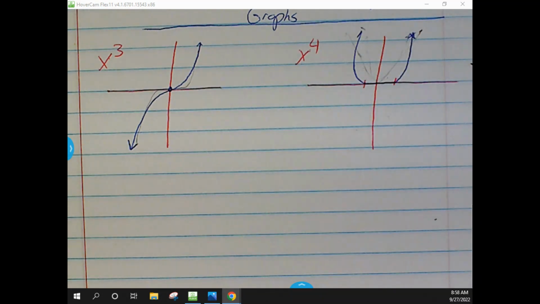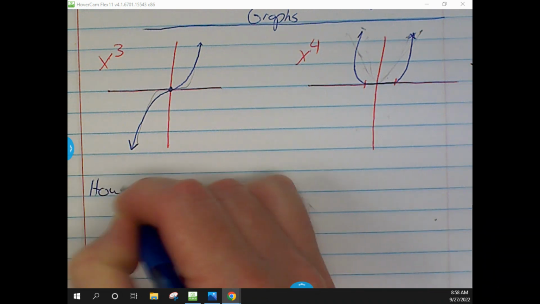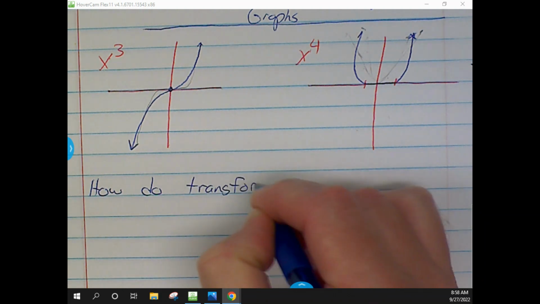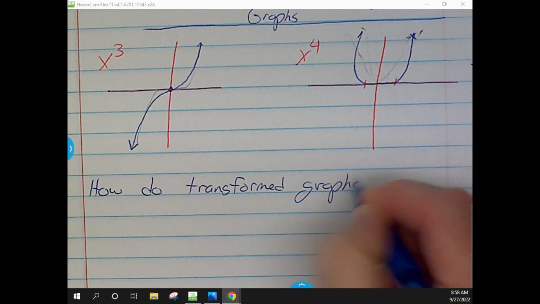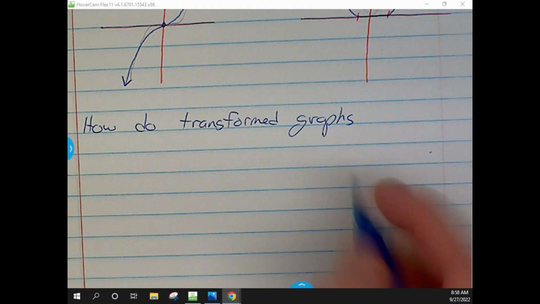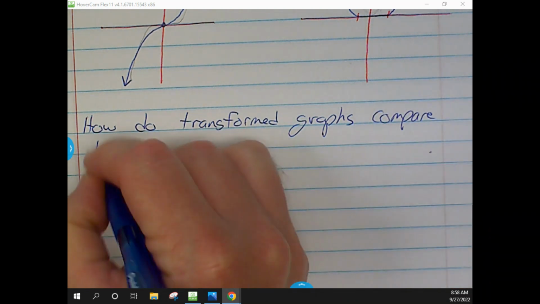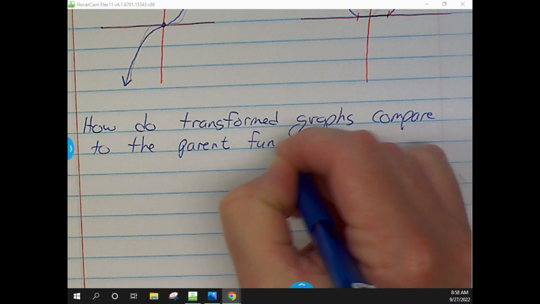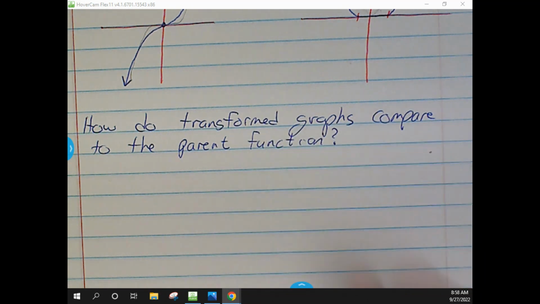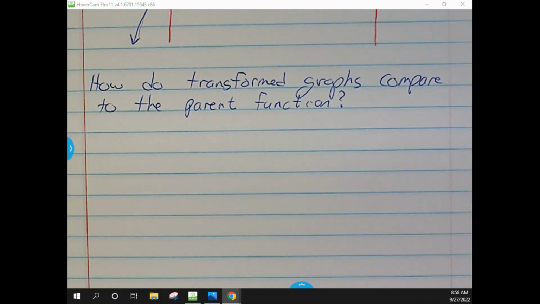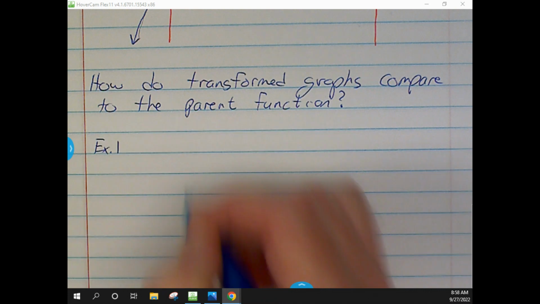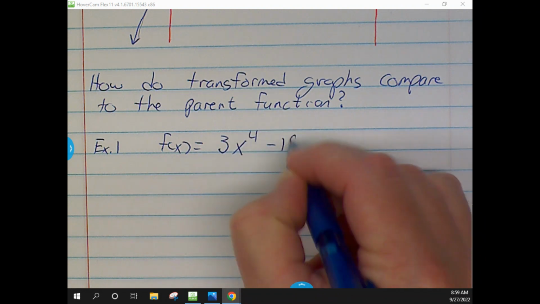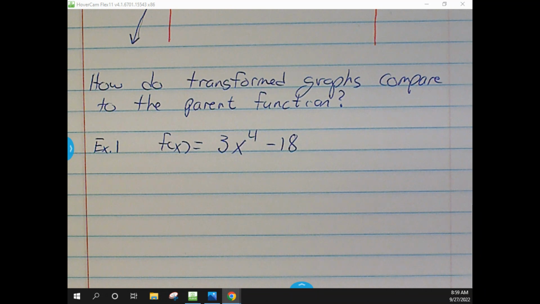Okay, so they're going to ask you to do something like this. How do transformed graphs compare to the parent function? So you may have something like this where you've got 3 times x to the fourth minus 18.